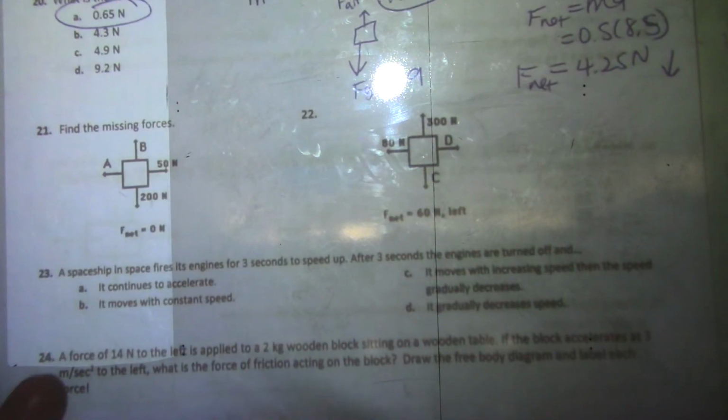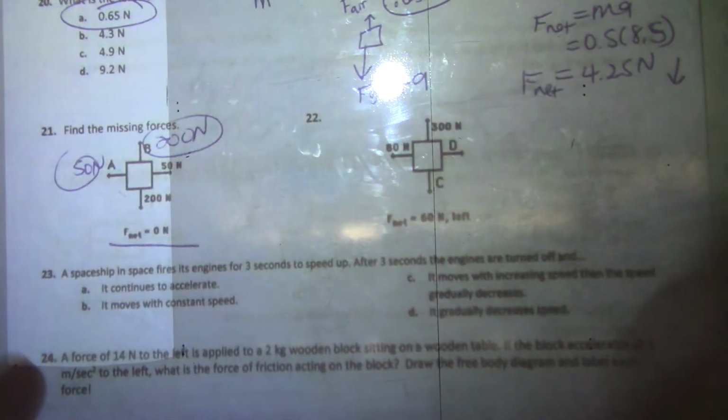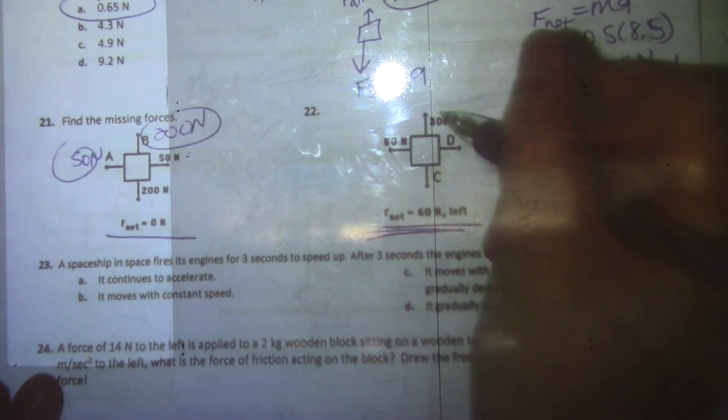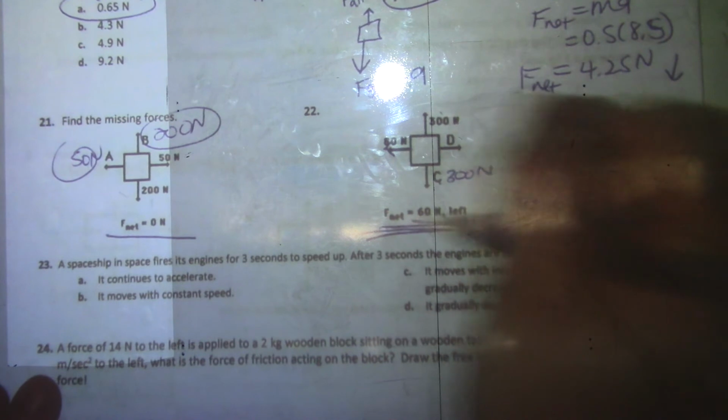Finding the missing forces, this is net force of 0, so it's balanced, so that's easy. Here, I have a net force left. Up and down should be balanced, but to the left, I've got 80 newtons. I only want to have a force of 60, so that means I have 20 going this way.